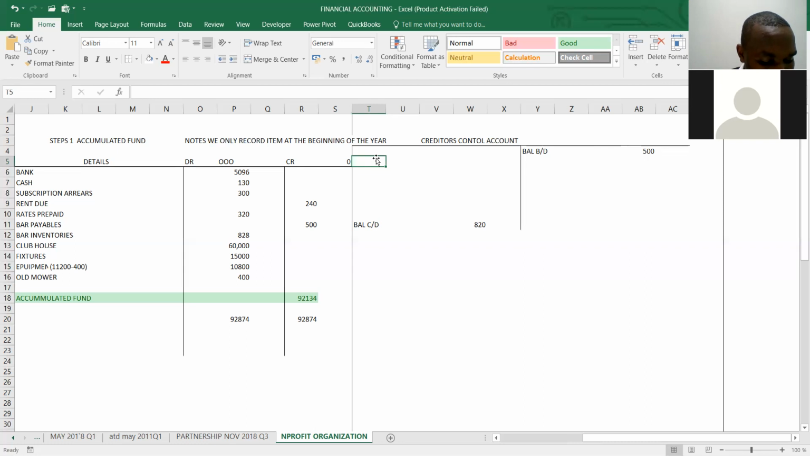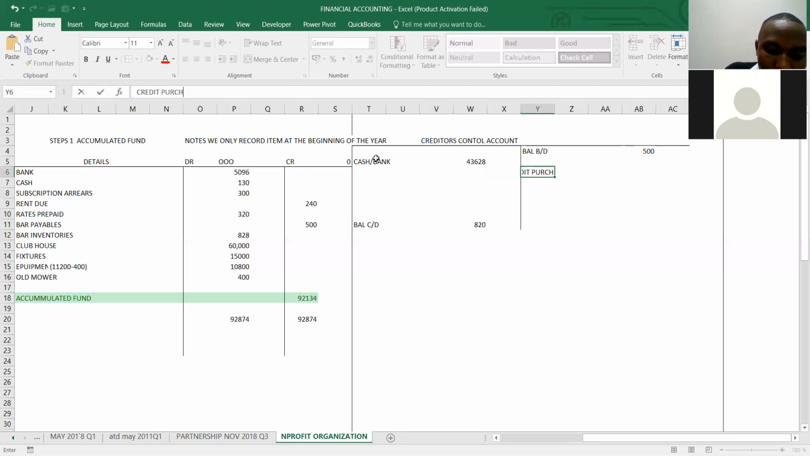What was purchased? Yes, they have per purchases. They purchased, valued how much? 43,628. Yes. So the account affected here, we don't write per purchases, we write cash or bank. So they purchased goods valued 43,628. And then the balancing figure will be our creditors, what? Credit purchases. So we will balance it off.